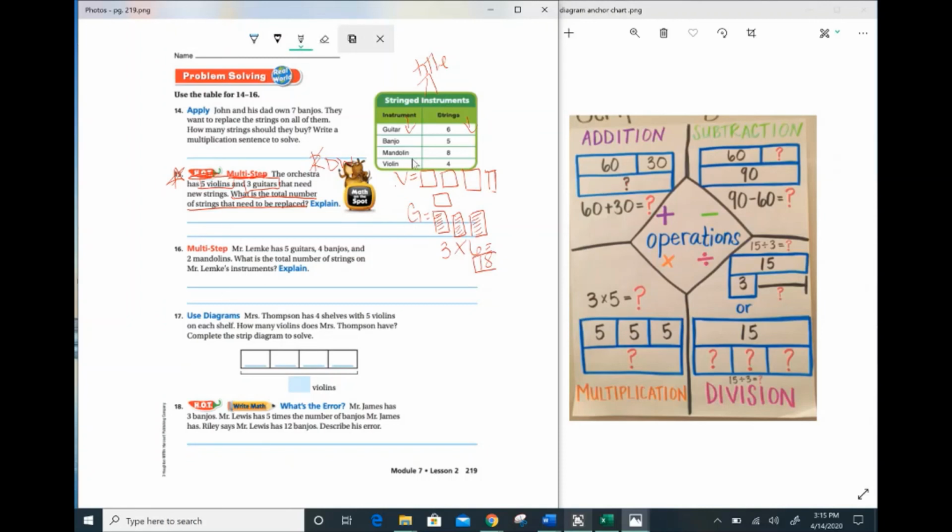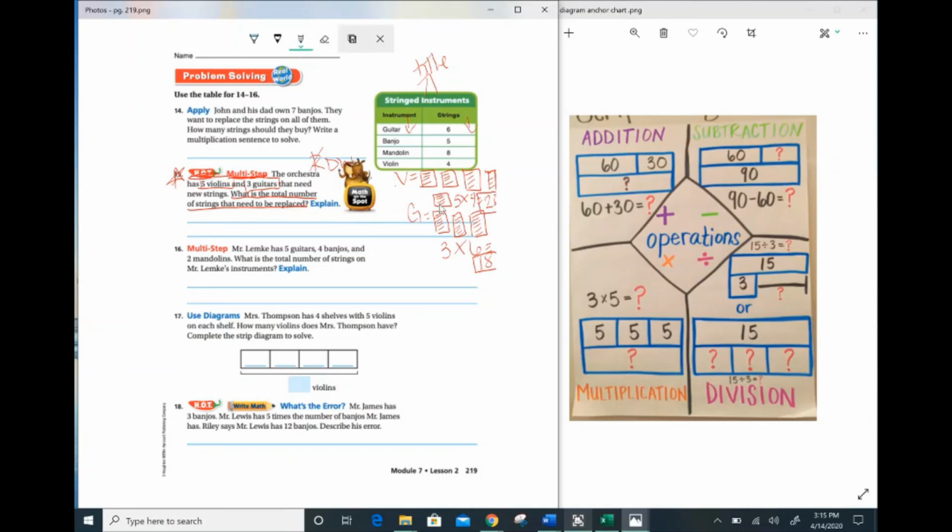Let's go on to the top one. I know that violins need 4 strings each. So 1, 2, 3, 4, for each of the 5 violins. This is also like saying 5 times 4. If we skip count, we have 4, 8, 12, 16, 20. So 5 times 4 is 20.